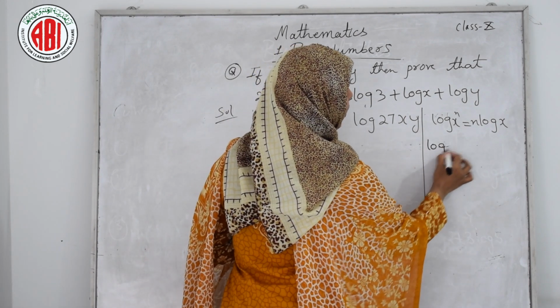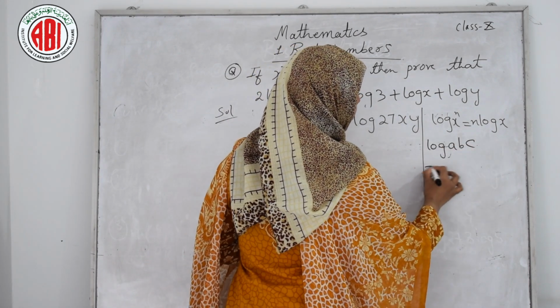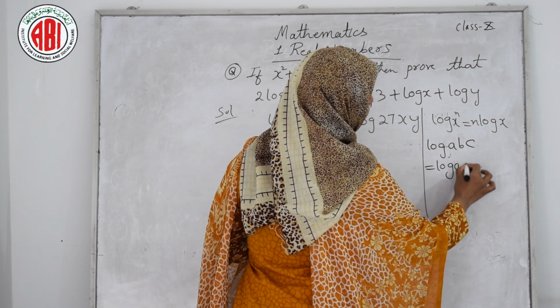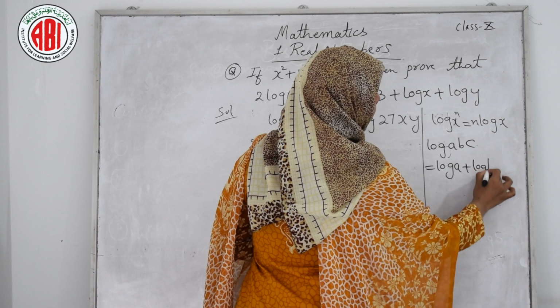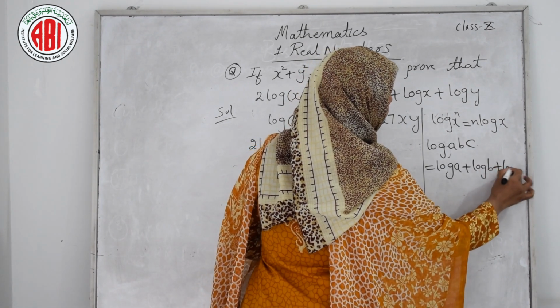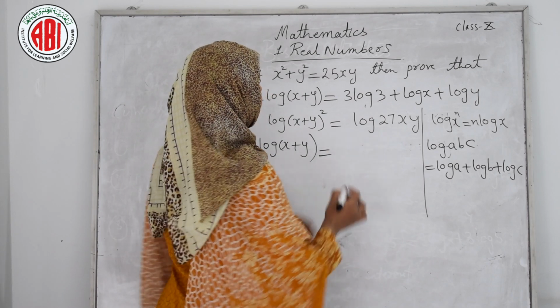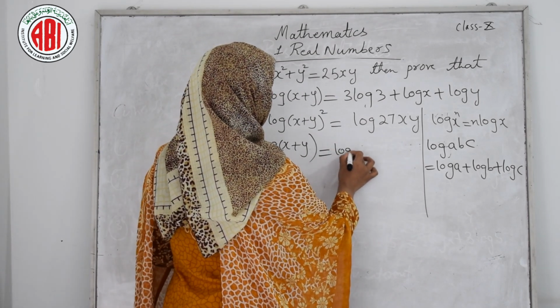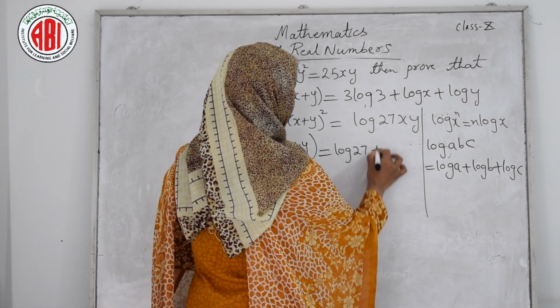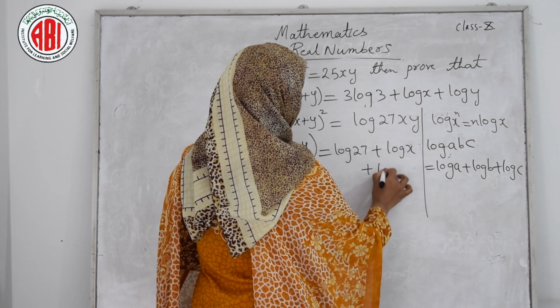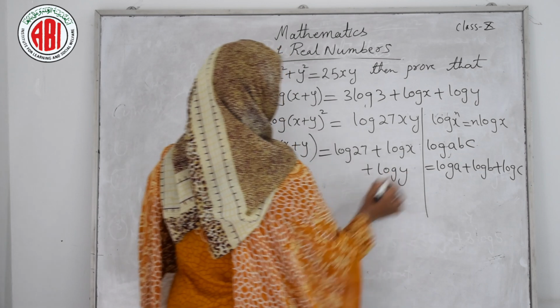As I told you, log abc we can also write as log a plus log b plus log c. This is another property we have to apply here. So log 27 plus log x plus log y.